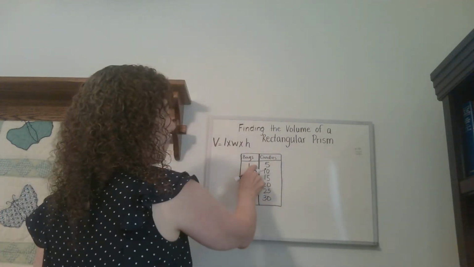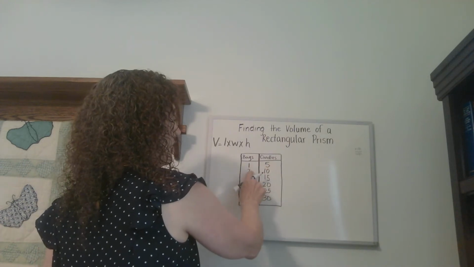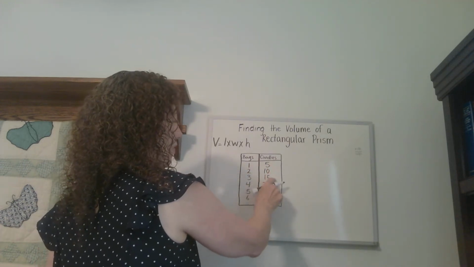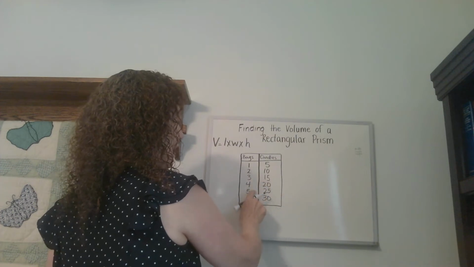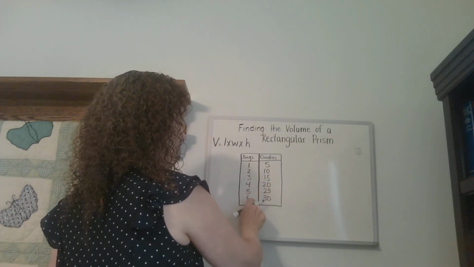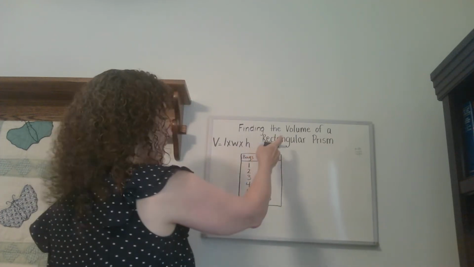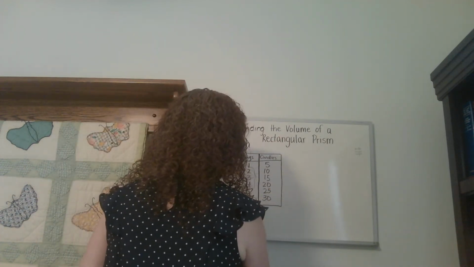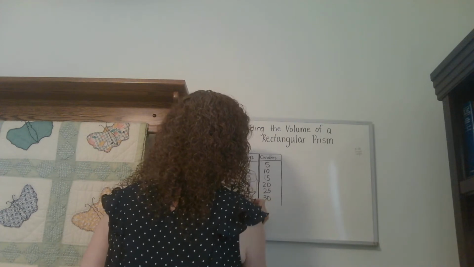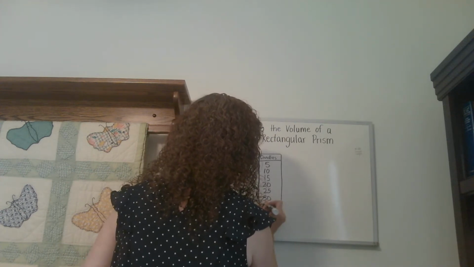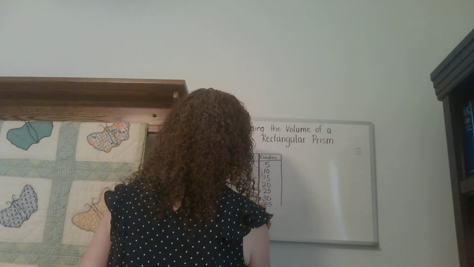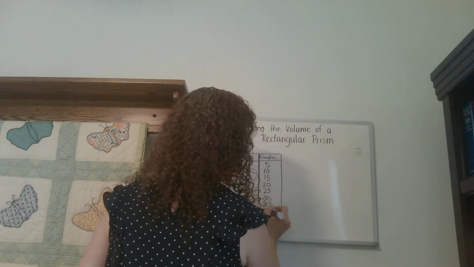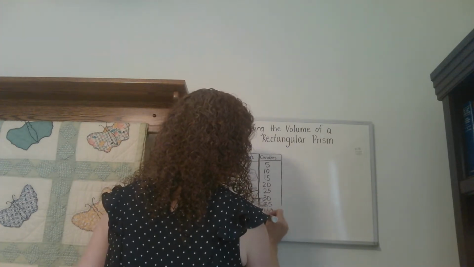So 1 times 5 is 5. 2 times 5 is 10. 3 times 5 is 15. 4 times 5 is 20. 5 times 5 is 25. 6 times 5 is 30. So we're basically counting by 5s on this side. So let's go on down, add it and make it a little bit longer. So 7, 35, 8, 40, 9, 45.